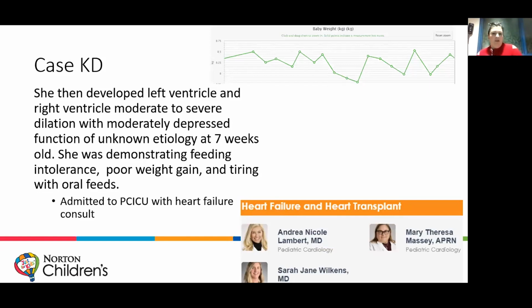She was also demonstrating feeding intolerance, poor weight gain, and she was tiring with feeds per the mom. And if you see the trend over here, we usually like to see a good steady upward trend on weight gain, and she was kind of all over the place. So there was concern that something's going on. So we decided to admit her to the hospital and consult the heart failure team at that point.